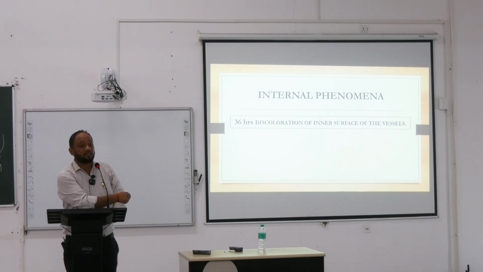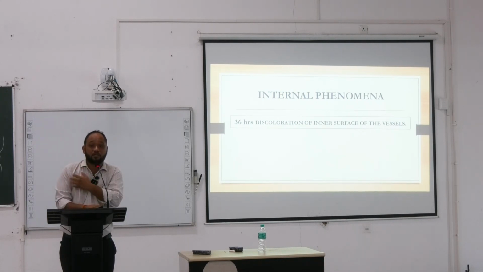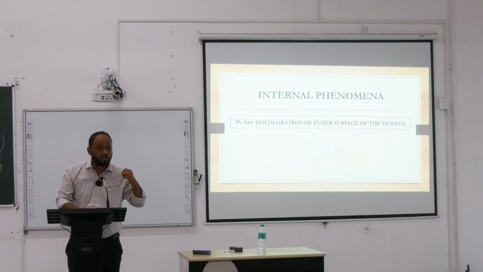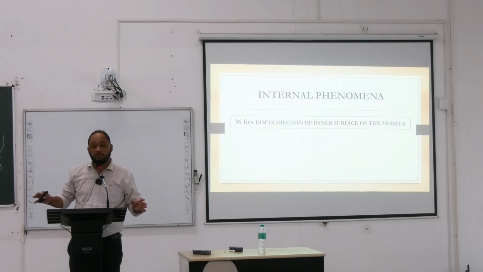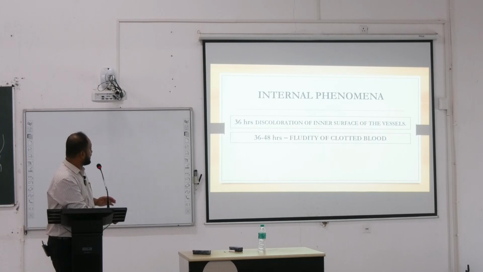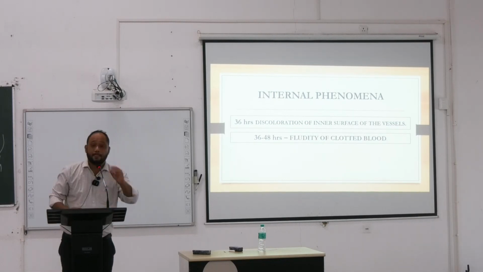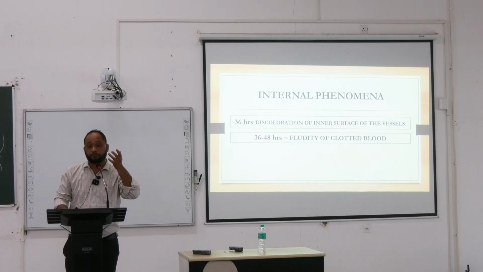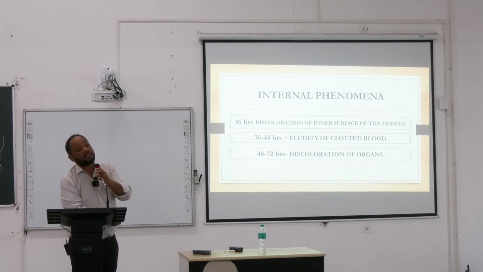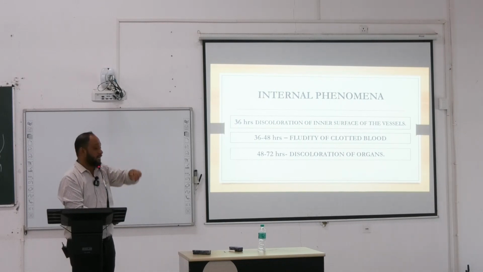At 36 hours, what are we getting? What was the external representation at 36 hours? Marbling. And inside, why does marbling happen? Because of the vessels. Obviously in a fair person marbling will be more visible. Okay, inside the vessels staining starts, discoloration of the inner surface of the vessel starts. 36 to 48 hours, clotted blood will become fluidish. 48 to 72 hours, organs will start discoloring. The process of discoloration is what I said before: yellowish green, then black.